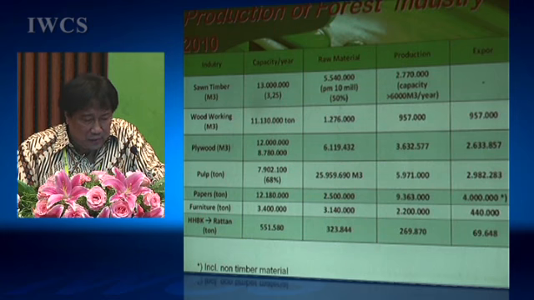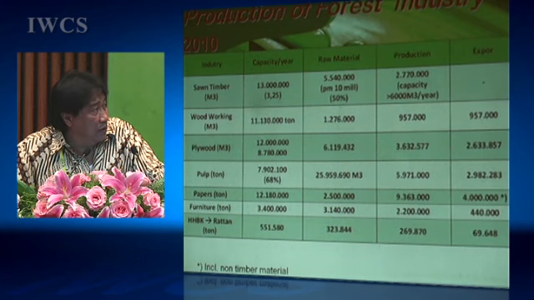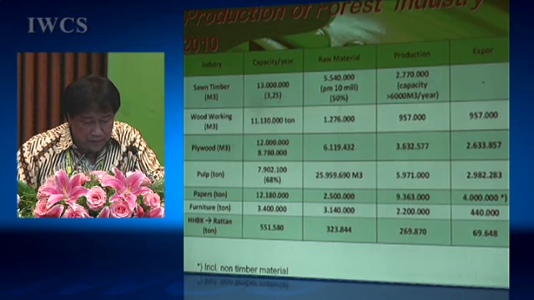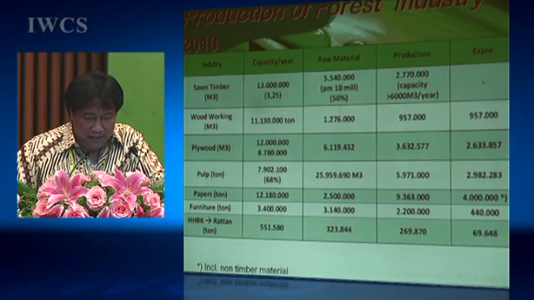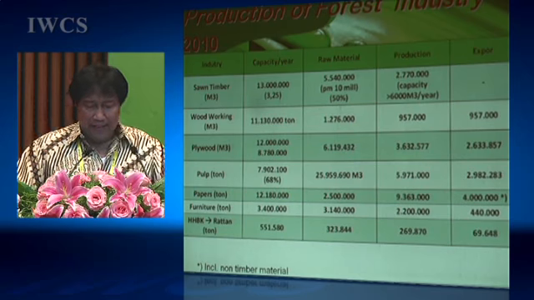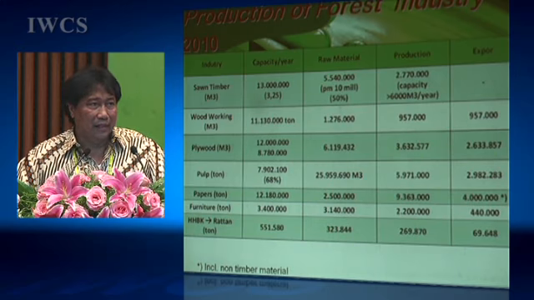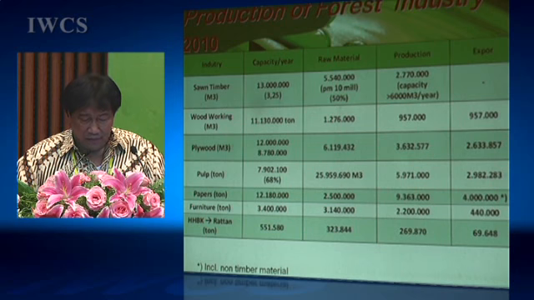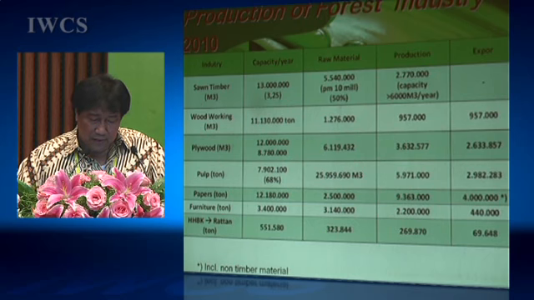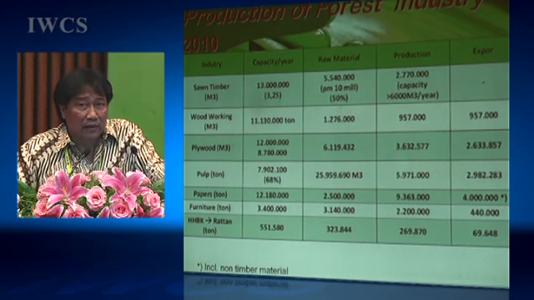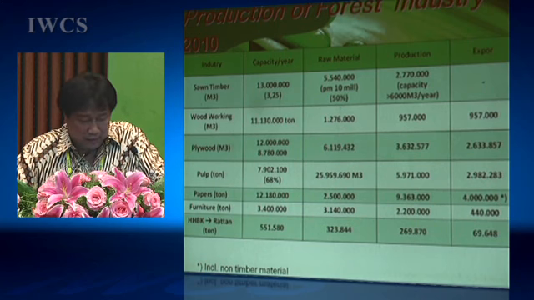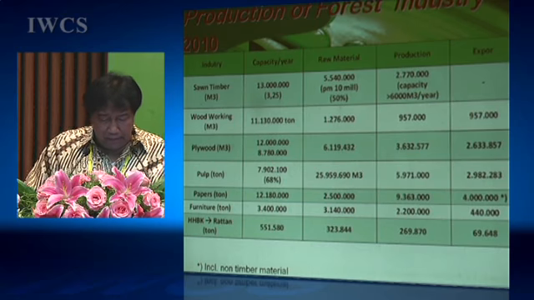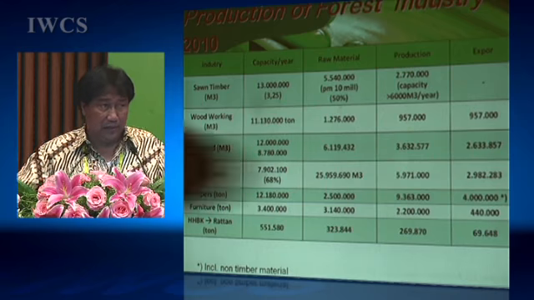This is the situation in 2010, production of forest industry. For sawn timber, we have a capacity of 13 million cubic meters per year, but the production is only less than 3 million. I will say more about what will happen with that. With woodworking also, we have a large capacity, more than 10, but the production is less than 1 million cubic meters. And then the others, but for pulp and paper, we have good production in Indonesia.